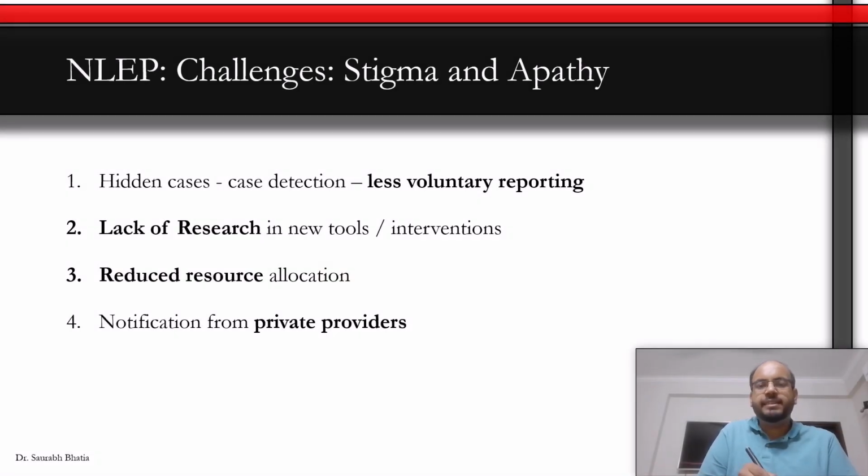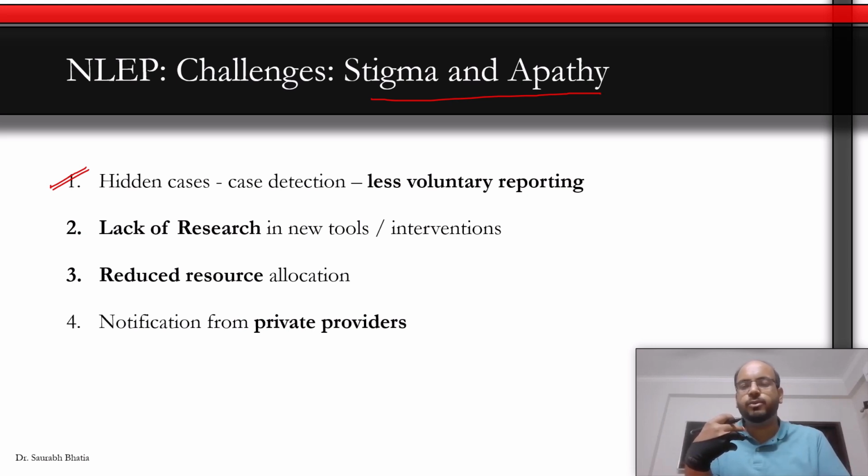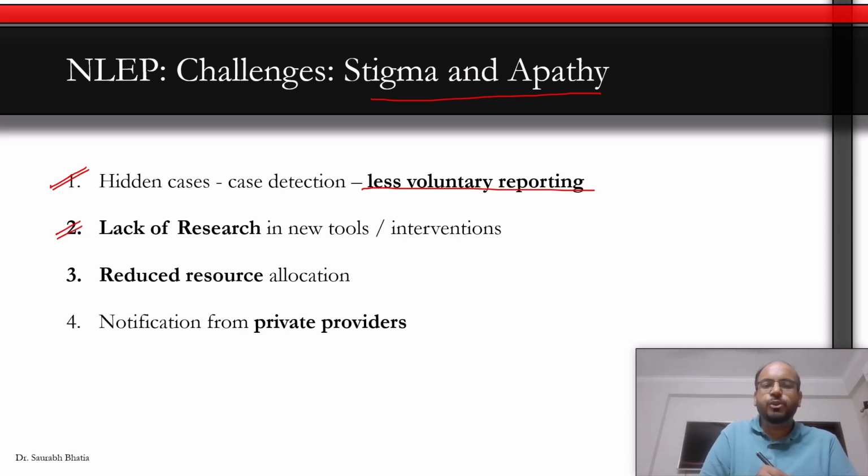Now, the third segment is stigma and apathy. We know that leprosy is a highly stigmatizing disorder. There are a lot of misconceptions about leprosy. We need to tackle that also. There are a lot of hidden cases. For example, if I have developed a patch on my body which has no sensation or decreased sensation, I might not be able to share that properly with my treating doctor. There is less voluntary reporting, and because of that, we may not be able to recognize leprosy before the disease has set in. Clear?